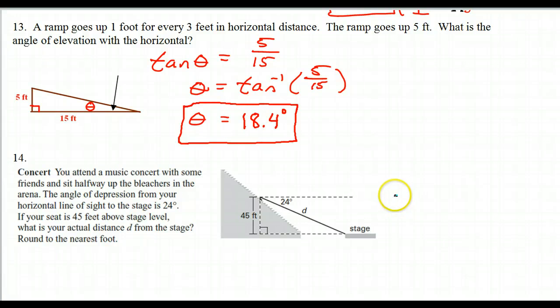Last problem. Number 14. We had this concert. Some friends sit halfway up the bleachers. These are the bleachers right here. Here's the stage. The angle of depression from your horizontal line is 24 degrees, as shown. Your seat is 45 feet above stage level, so that's like this right here. What is your actual distance d to the stage? So bottom line, we're trying to find d.